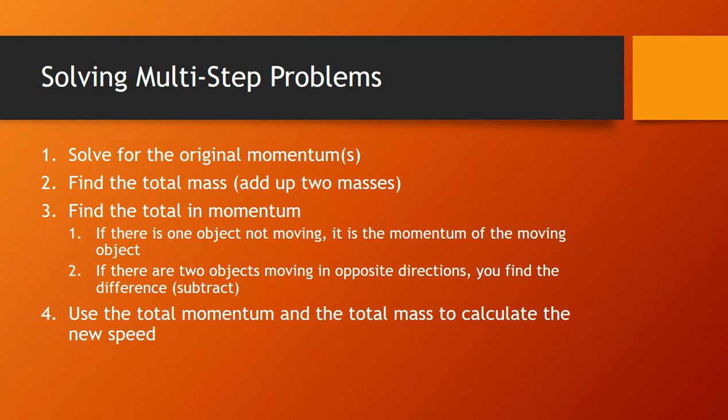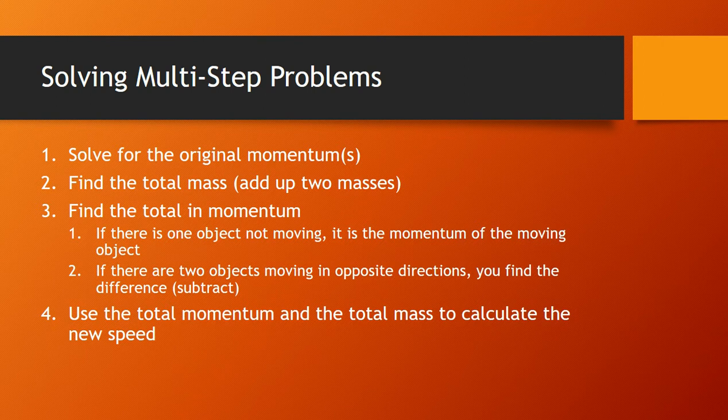So the question then is, how do we solve these multi-step problems? That was another issue for us. So first you need to use your equations to calculate the original momentums. Next, you need to find your total masses, so add the two masses of the things that are colliding. Third, you're going to find the total momentum. If one object is not moving, the total momentum is going to be the original momentum of the moving object. If both of them are moving in opposite directions, you're going to find the difference.